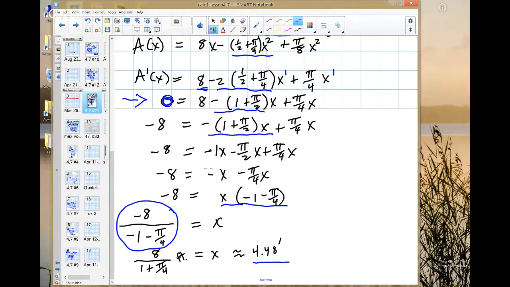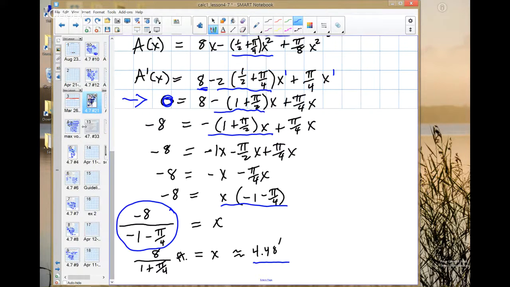So this one it's just kind of messy to deal with. Longer multiplication process. But the actual derivative wasn't that bad. I think it's more of an algebra problem than anything else.